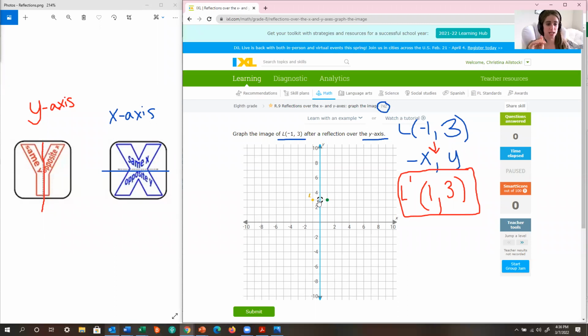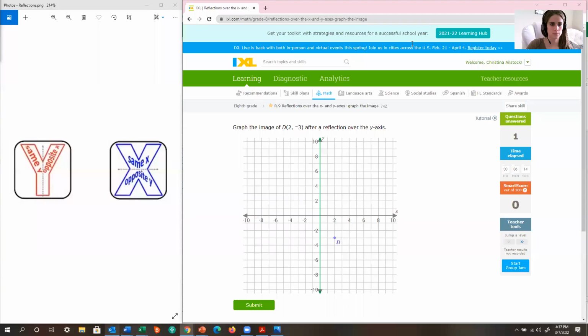It stays at that same level, but once it's reflected, it now goes to the opposite side and is still one distance away from that reflection line. That right there is why our rule works, because when we reflect it, the y value stays the same. It's just now flipped on the other side, which is why your x value became positive. All right, let's try this one out.